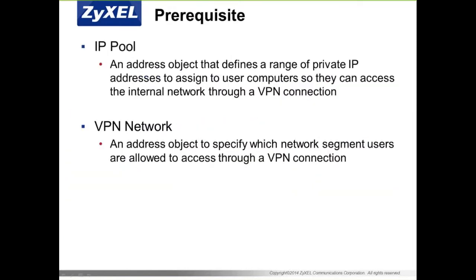To reiterate the terms just introduced, the IP pool is an address object that defines a range of private IP addresses to assign to user computers so they can access the internal network through a full tunnel SSL VPN connection. The VPN network is an address object to specify which network segments users are allowed to access through a full tunnel SSL VPN connection.